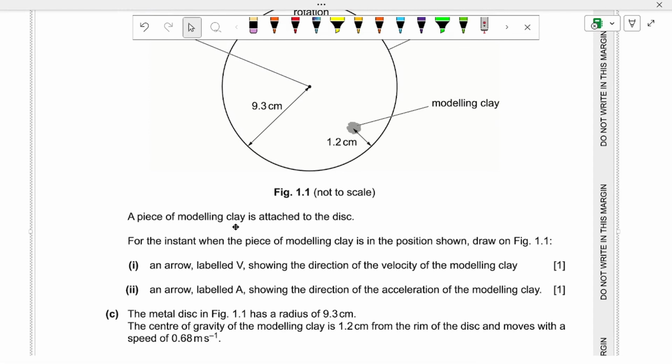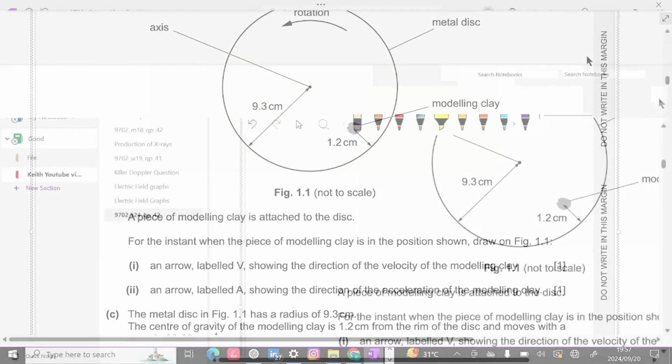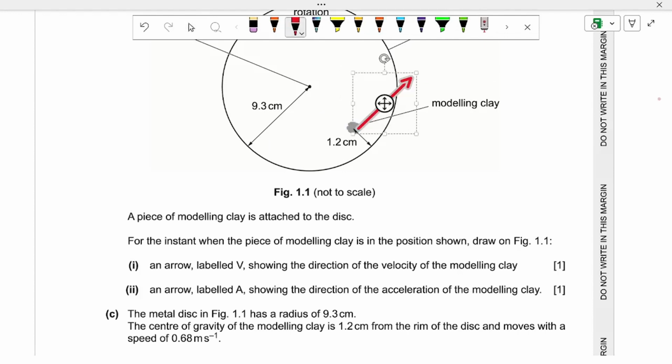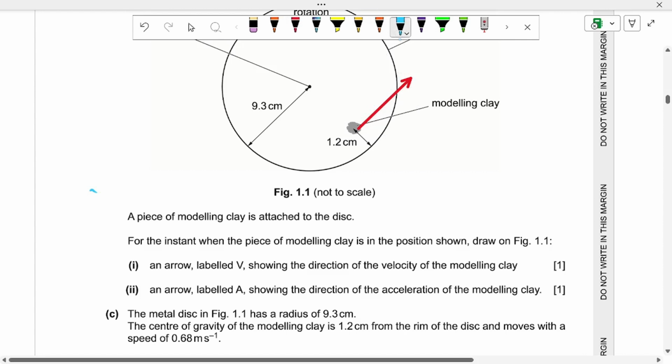Now, whenever we have these kinds of questions, we really want to understand what circular motion is. Circular motion is the motion of an object with an acceleration that is directed towards the center, but the velocity itself will be at a tangent to the motion. If we're asked to draw the velocity at this point, I'll just draw an arrow like this, indicating the direction in which it's going to be moving. And that's it, you have your 1 mark. Just label it V and obey what they're saying.